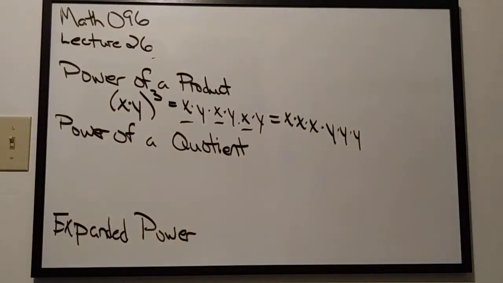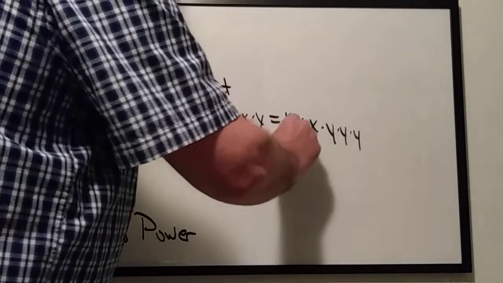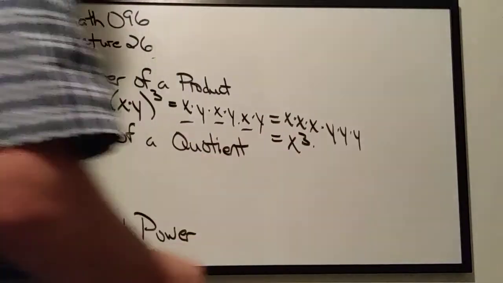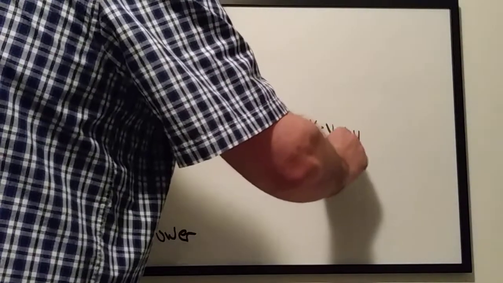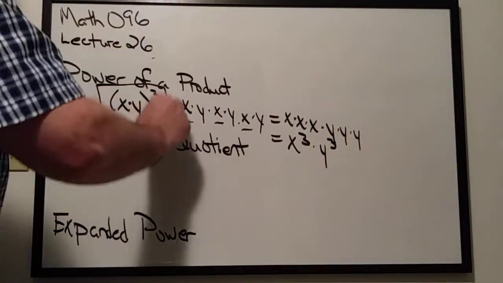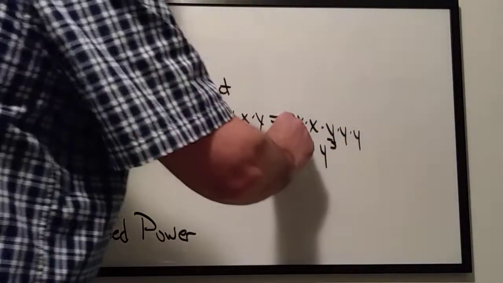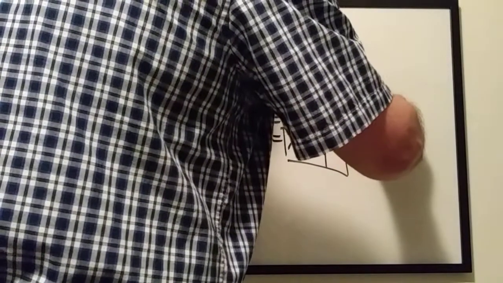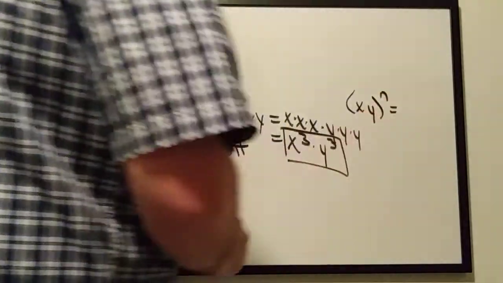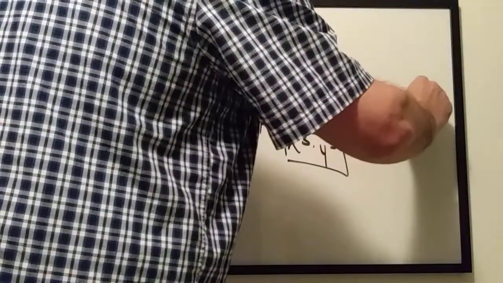Well, as you look at that, that means that I have x times itself 3 times. That's x to the third power. And then I have y times itself 3 times. That's going to be y to the third power. So we started off with x times y to the third power, and we ended with x to the third times y to the third. So in a general sense then, if I have x, y to the nth power, I can rewrite that as x to the n times y to the n.